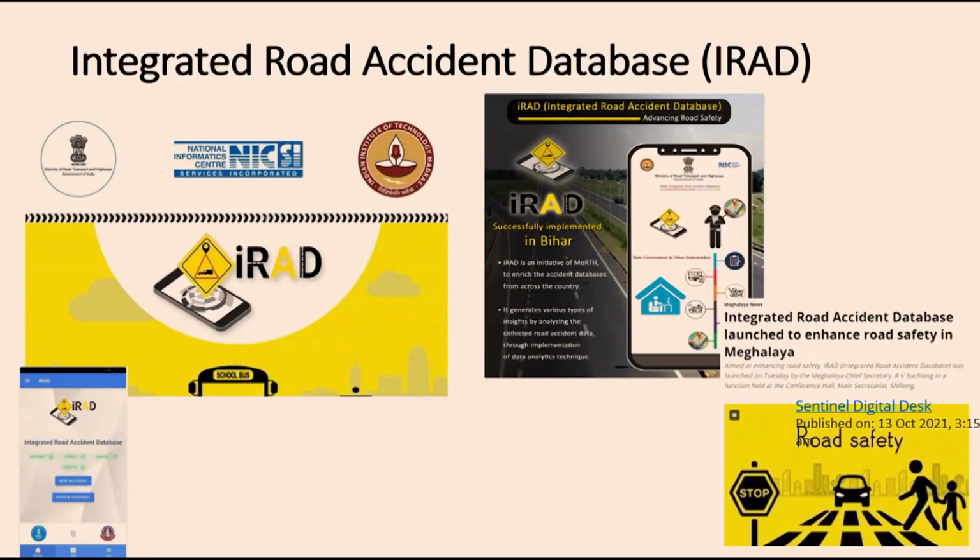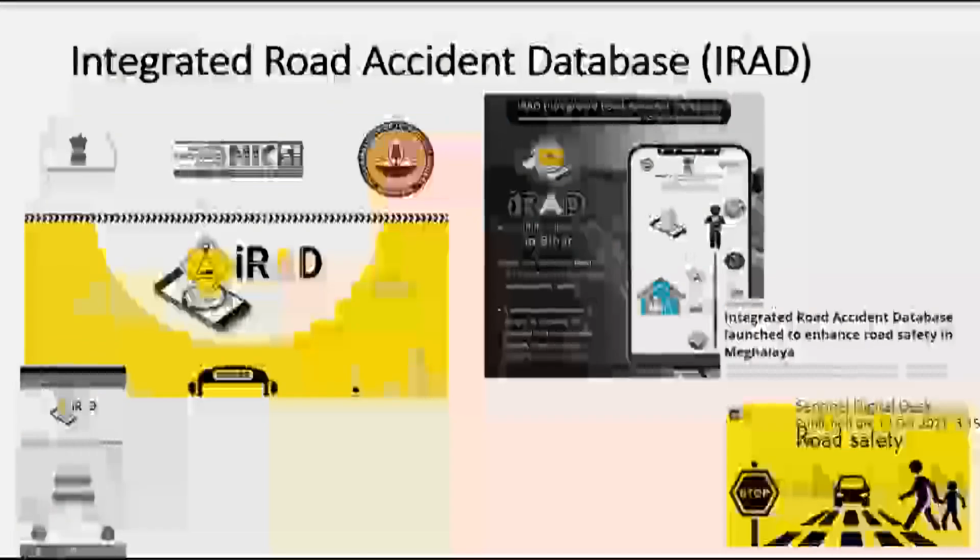Subsequently, it was observed that even though MORTH made it mandatory and provided all the Excel sheets of these forms, many of the Excel sheet columns remained empty, because once you have an Excel sheet, it's up to your choice whether to fill or not. So then subsequently, I think in 2021, they had a system called Integrated Road Accident Database, IRAD.